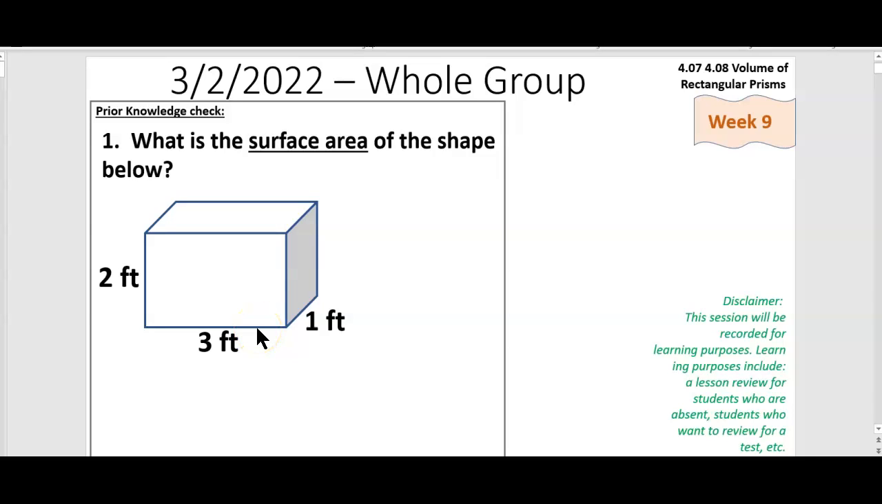Okay, the growth mindset. Math. Panthers.